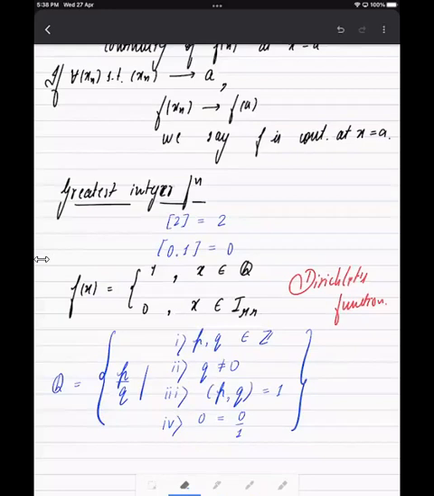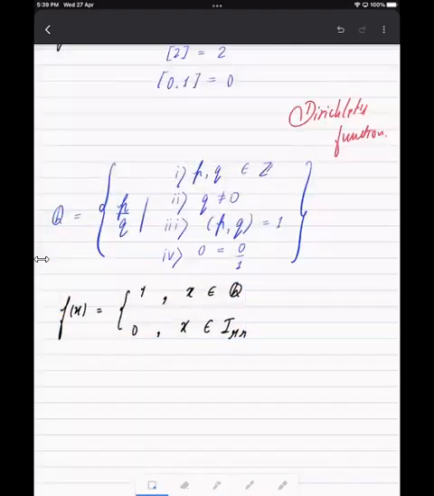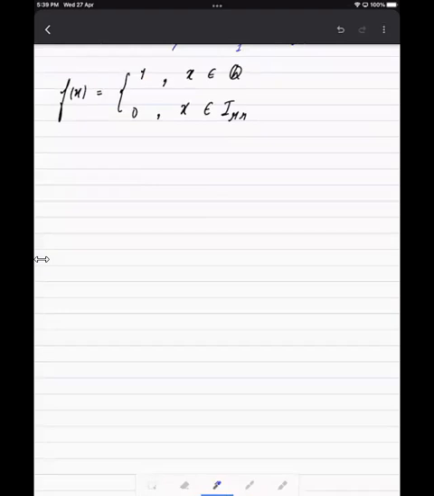Is this particular function continuous at any point? I'm not sure. Let's see. Let me consider this function here. First of all, of course, the domain is all reals, so I can discuss the continuity at every point in the domain.